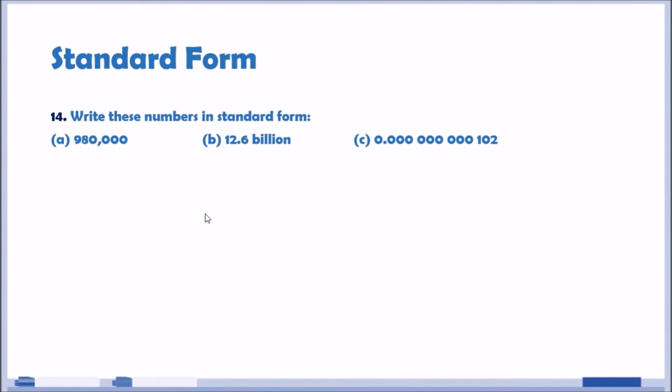Okay, here we are. So standard form now, the final two questions. So number 14, let's jump in. Okay, so write these numbers in standard form. So these ones, okay, not so bad.